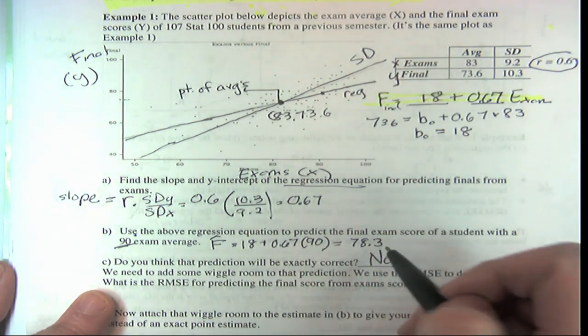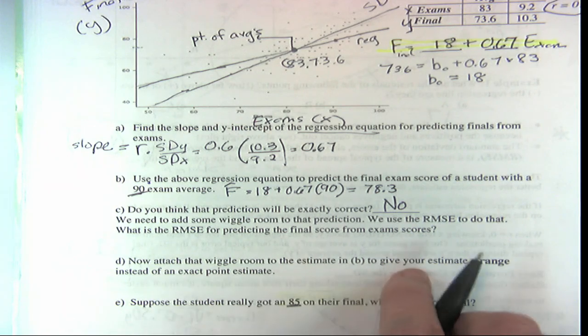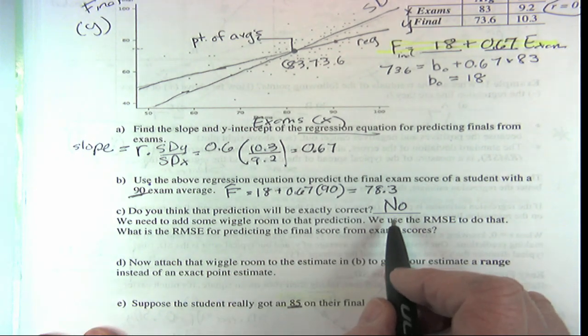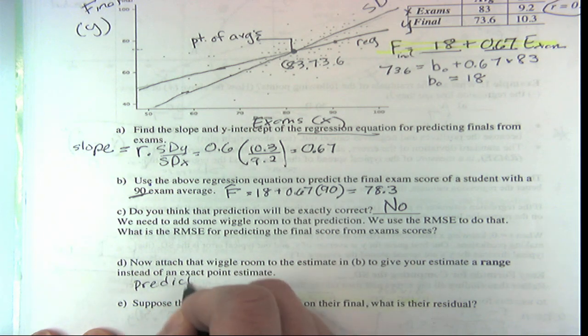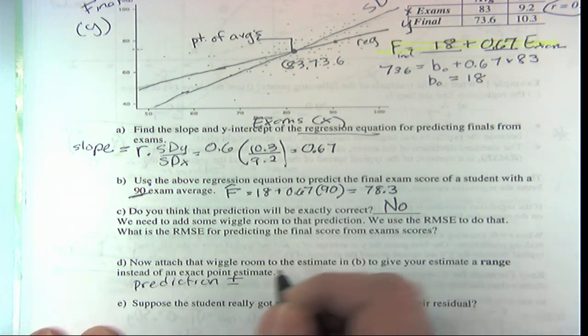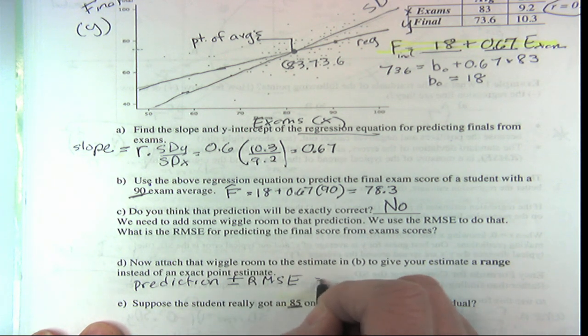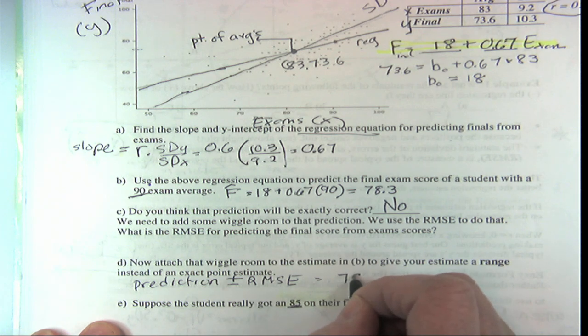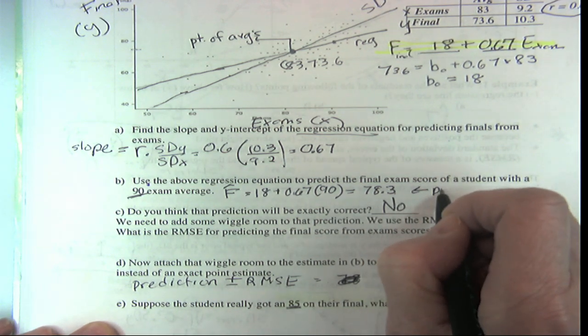So we need to add some wiggle room. This is our point estimate, but we want to put a little bit of margin of error around it. So we're going to attach some wiggle room to this estimate, all right? So we're going to say the prediction plus or minus some, I'll just say, the root mean square error. Let's do that. So that's our prediction right here.